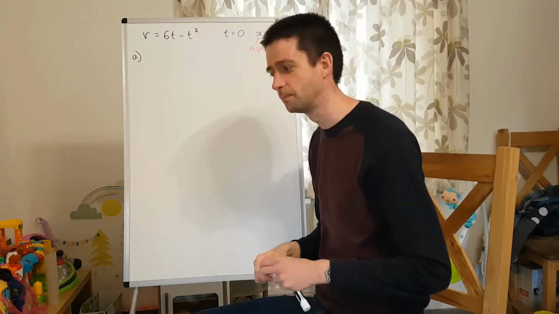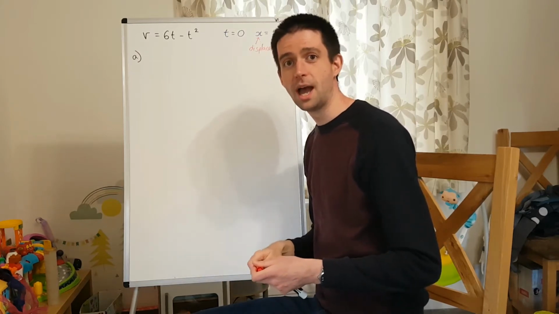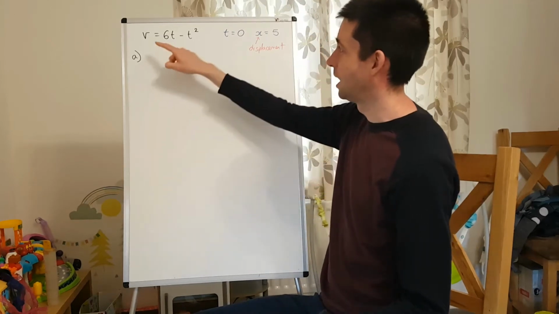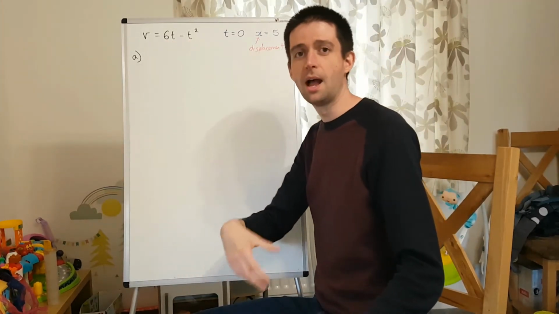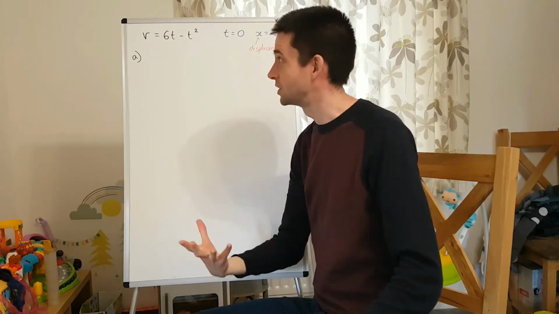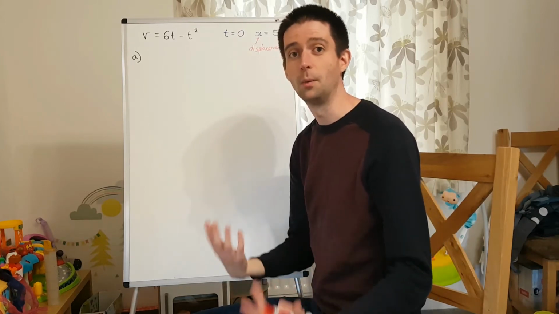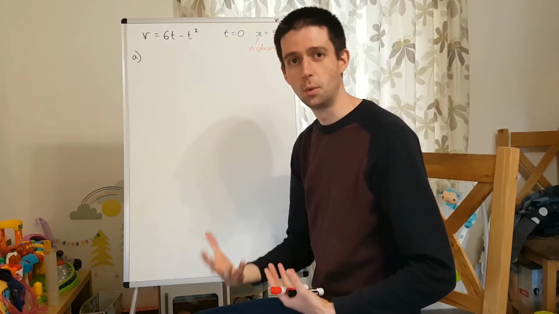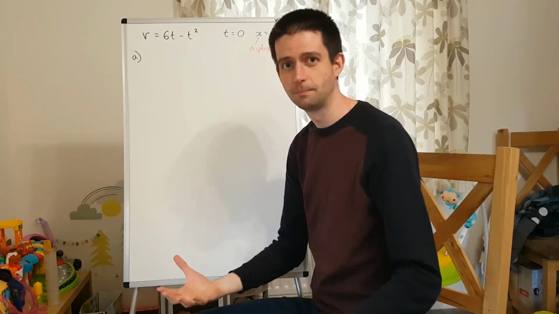X is displacement. We're told that the velocity of the particle at time t seconds is v equals 6t minus t squared. So this is a formula for velocity. So the acceleration is non-constant. Remember, that means we can't use SUVAT. We've got to use calculus. So all the work we're going to do this evening is going to involve differentiation and integration.